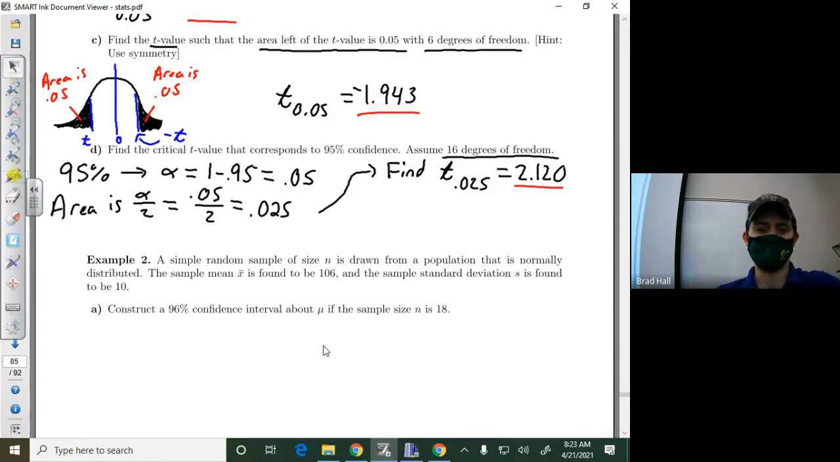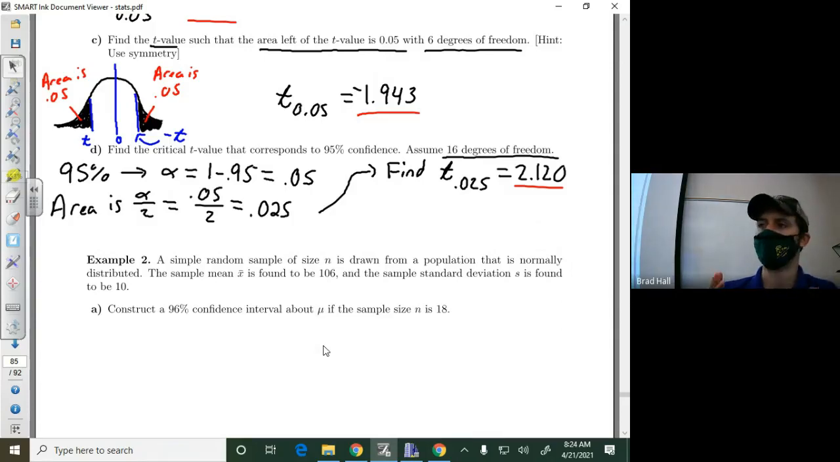They have a simple random sample of size n. So you have a sample of size n that's drawn from some bigger population that is normally distributed. The sample mean is found to be 106. The sample standard deviation is found to be 10. So think about it as you find a sample, you get that the mean is 106, the standard deviation is 10. So we want to construct a 96% confidence interval around the mean if the sample size is 18.